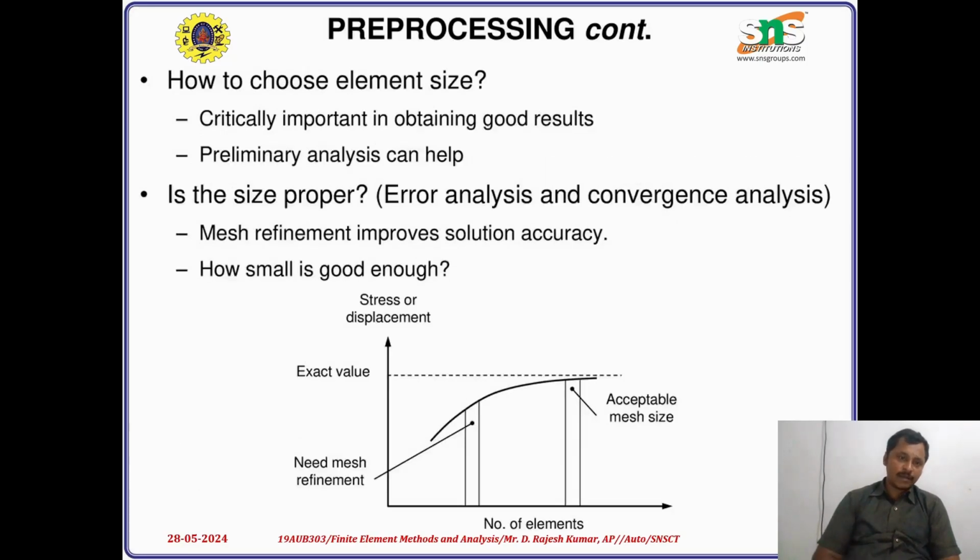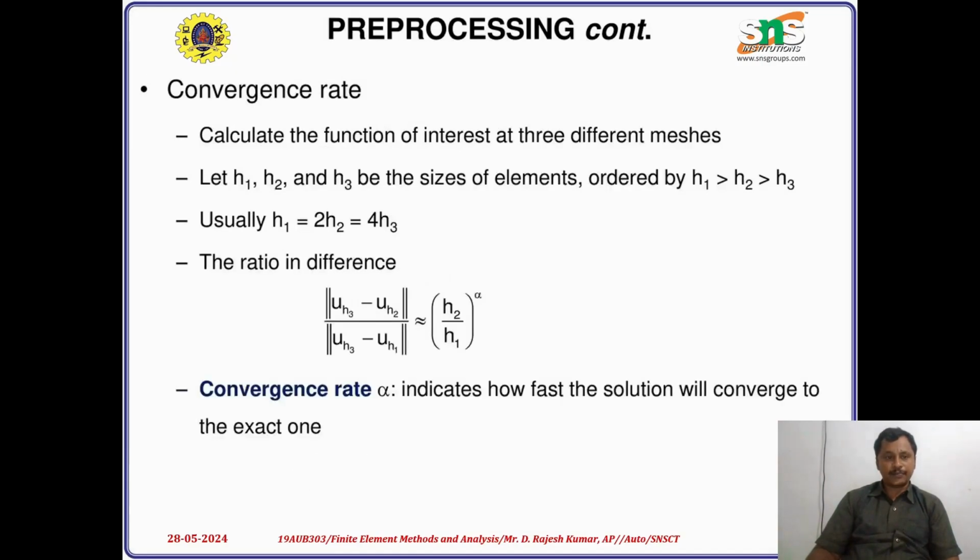So how to choose element size? It is critically important in obtaining good results. Preliminary analysis can help. Is the size proper? Mesh refinement improves the solution and accuracy. So this is the exact value versus the number of elements. You can see the graph below the slide.